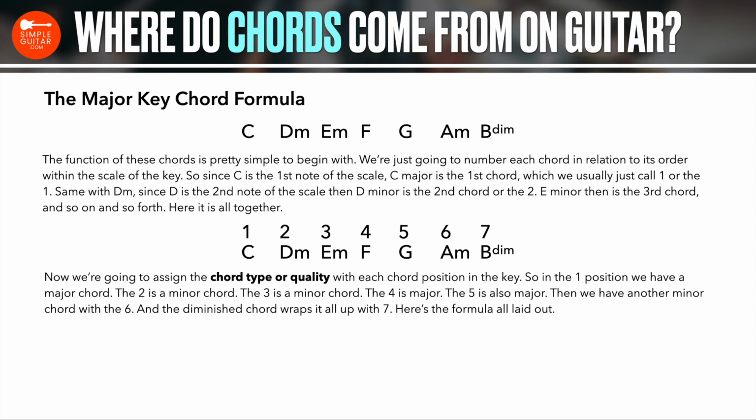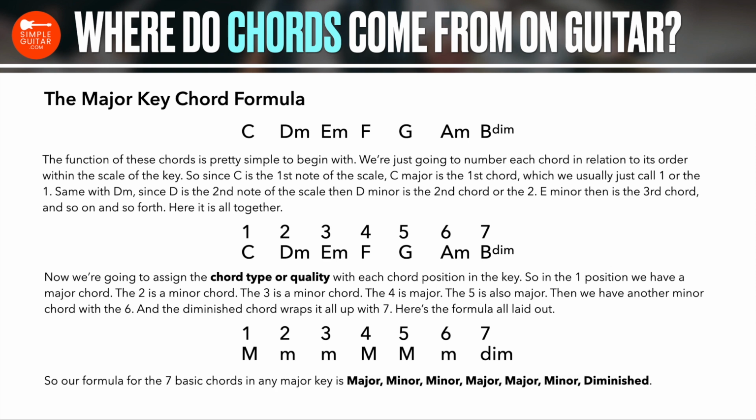So here's the formula all laid out. So the first chord in a major key is major. The second chord is minor. The third chord is minor. The fourth chord is major. The fifth chord is major. The sixth chord is minor. And the 7th chord is diminished. So our formula for the 7 basic chords in any major key is major, minor, minor, major, major, minor, diminished. That's the formula. So if you can memorize major, minor, minor, major, major, minor, diminished, that's the formula to understand what chords are in any major key.